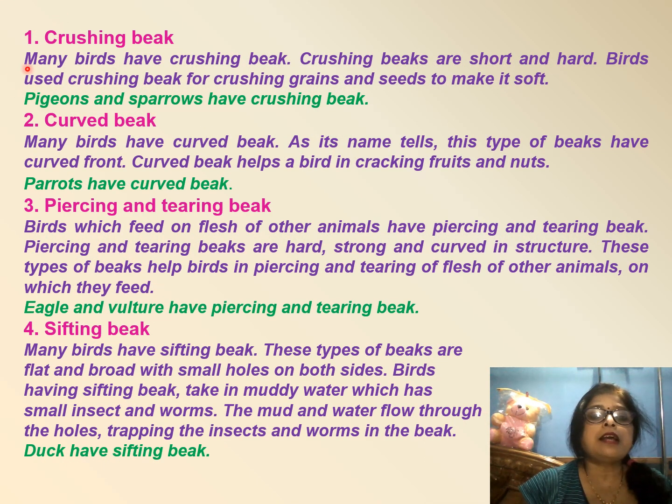Your first, crushing beak. Many birds have crushing beak. They are strong, short and hard beaks. Crushing beaks are short and hard. Birds use crushing beak for crushing grains and seeds to make them soft. Example, pigeons and sparrows. They have crushing beak to crush the different types of seeds.